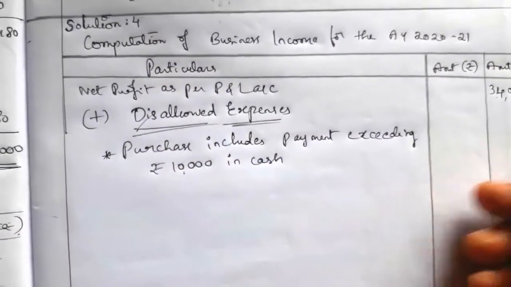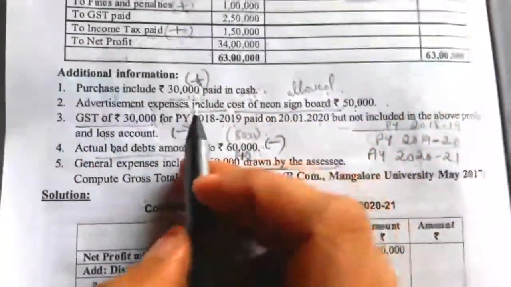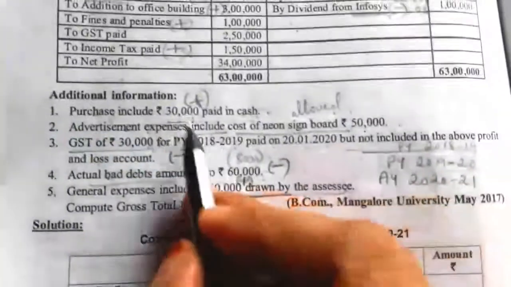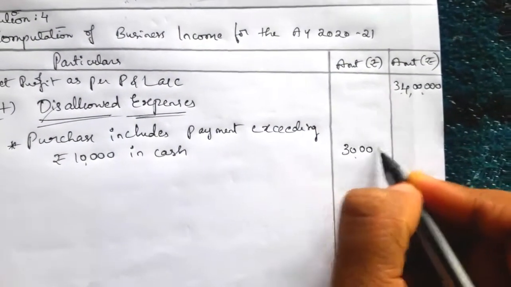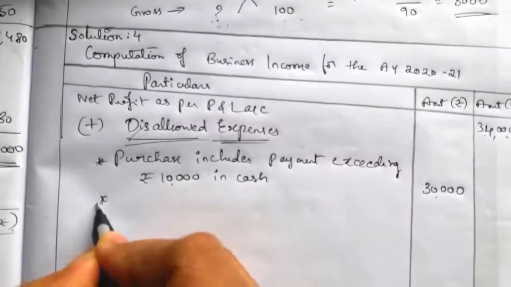Purchase includes payment exceeding 10,000 in cash. So businesses should not make payment in the form of cash above 10,000. So the entire 30,000 is disallowed. Next, the second one, we'll see the next one.